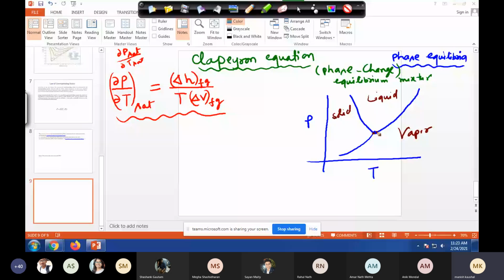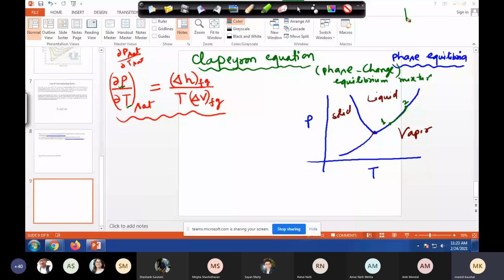Now let's say, since you want to know how this P sat varies with T sat, you have to move along the phase line. Let's say we are talking about liquid to vapor. So when you move from 1 to 2 along this phase line, how does P saturation go? Because this is the saturation line, whatever you read on this curve is related to saturation.